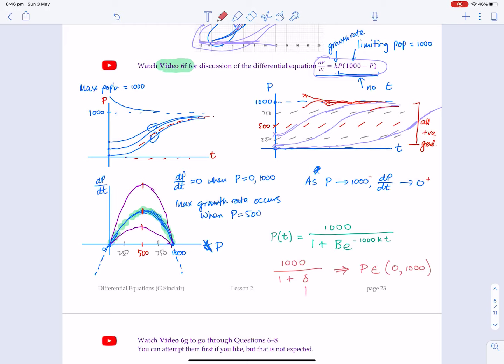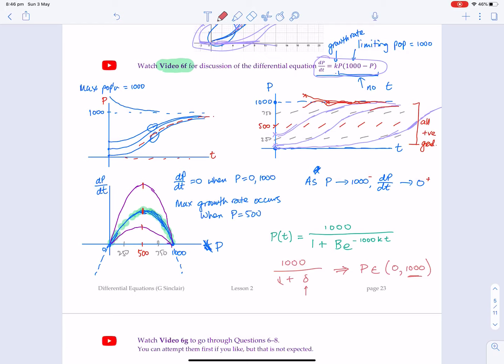If this delta value is really close to 0, then the denominator is really close to 1, and so 1,000 over the denominator is really close to 1,000. So that takes care of that part. And if the delta was quite large, then we'd have a large denominator, and so 1,000 over a large value, well, that's close to 0.